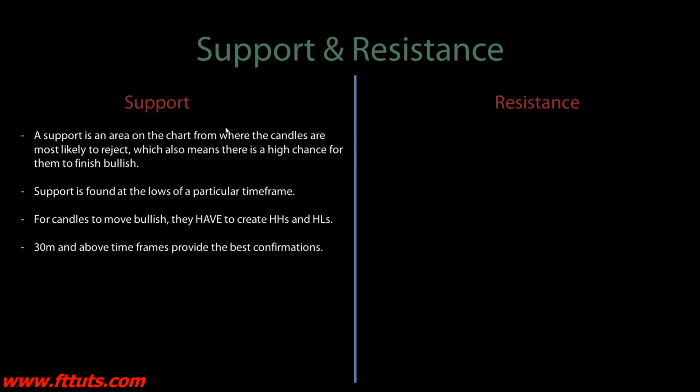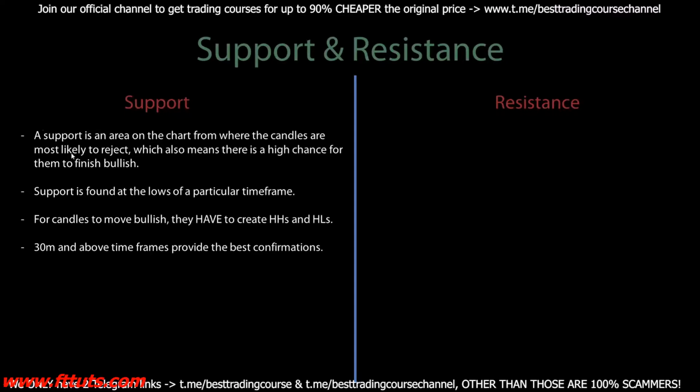This is a very simple concept, but it is overlooked a lot. And this has been my bread and butter for the past 2-3 years. So we're going to divide this into two columns here, support and resistance, right? Support is an area on the chart from where the candles are most likely to reject, which also means there's a higher chance for them to finish bullish.